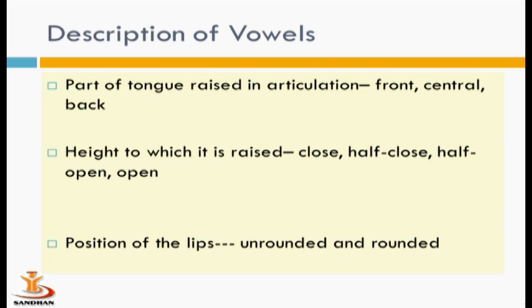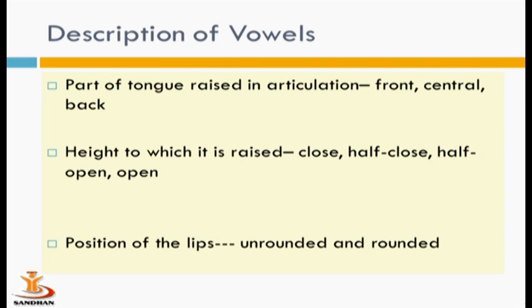So what you need to do is to articulate each one of the vowels, understand, experience, feel which part of the tongue is raised, the height to which it is raised, and the position of the lips. So every vowel sound in the English language will have 3 words to describe it. So if you look at it, front, half close, rounded. It could be central, close, unrounded.